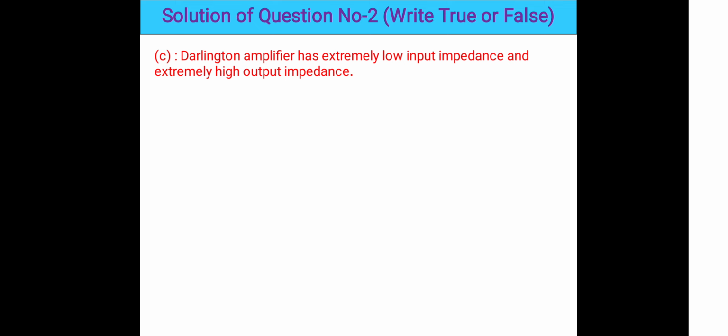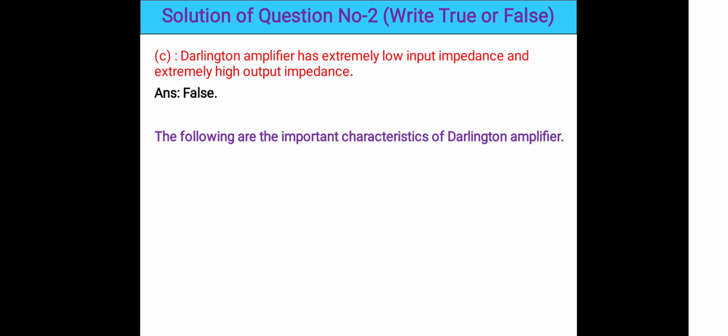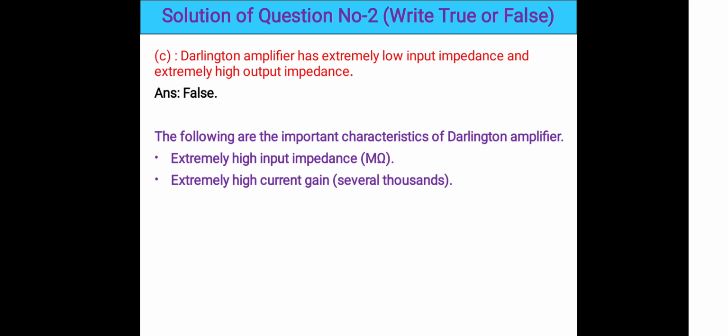So a Darlington amplifier has extremely low input impedance and extremely high output impedance. This statement is false, because if you see the important characteristics of a Darlington amplifier, it has high input impedance, that means in the range of megaohms. In this statement it is given that input impedance is low. Another characteristic is extremely high current gain, in the range of several thousands.